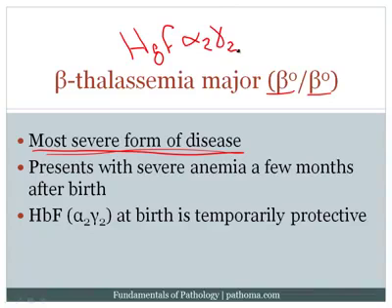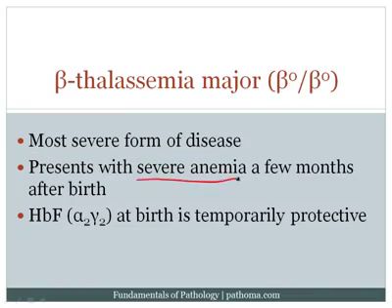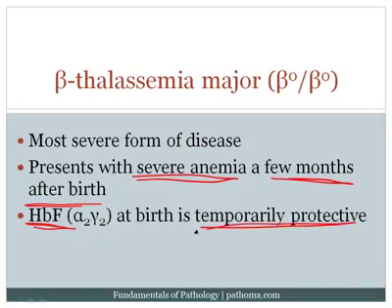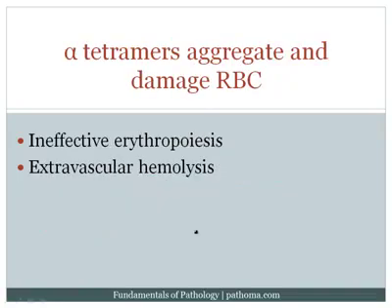However, as soon as the baby's born, there'll be a demand to produce hemoglobin A, and so these patients will present with severe anemia. Now, it takes a few months for the disease to develop, and that's because the baby has fetal hemoglobin floating around in the blood, and that fetal hemoglobin is temporarily protective. So it's going to take a few months to develop. Now, what's going to happen, because there are no beta chains, correct? The beta chains are knocked out.